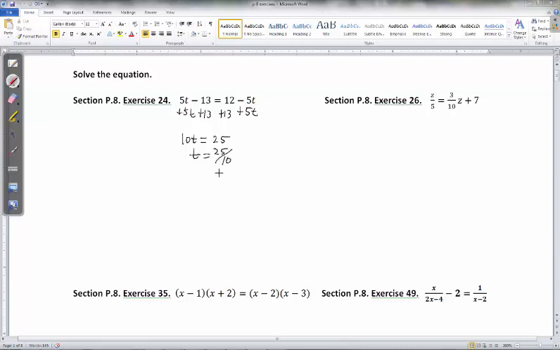And that would be, oh, I guess I should reduce that. That'd be 5 over 2. That's fine as your answer. Also, since that's an exact decimal, it would be fine to say 2.5.